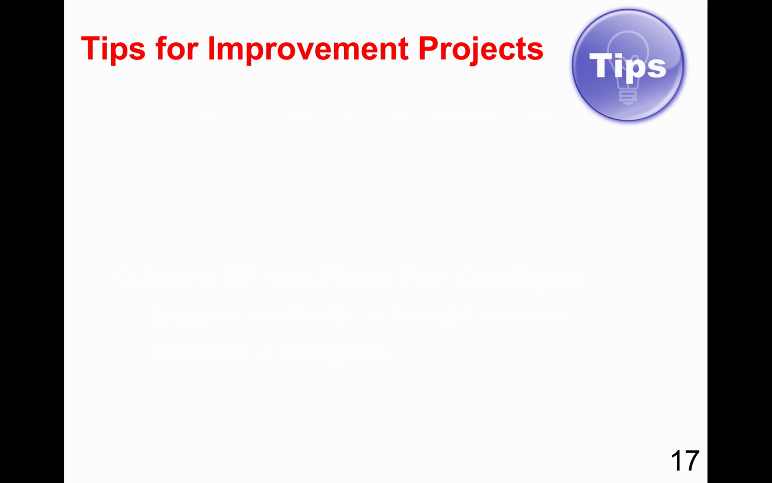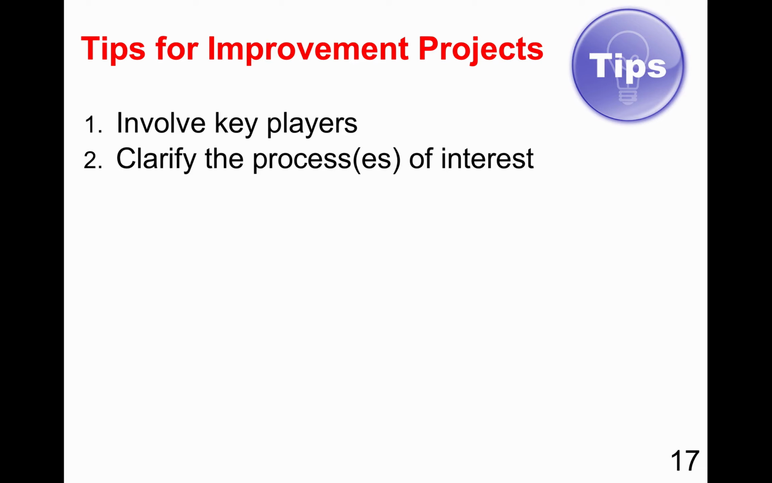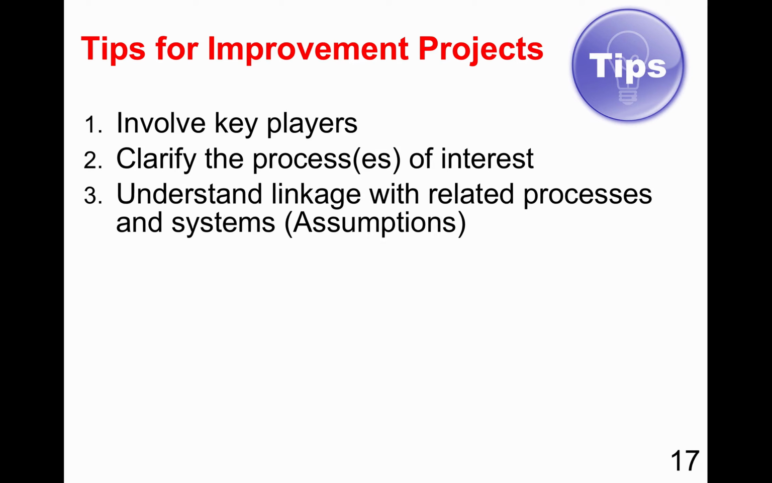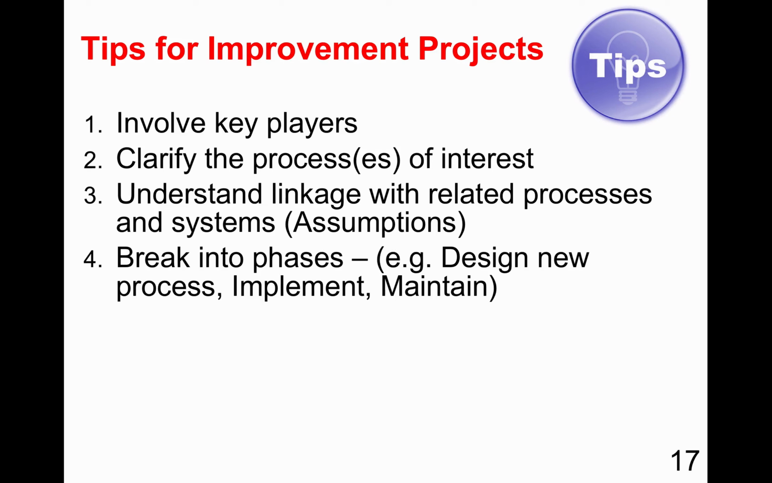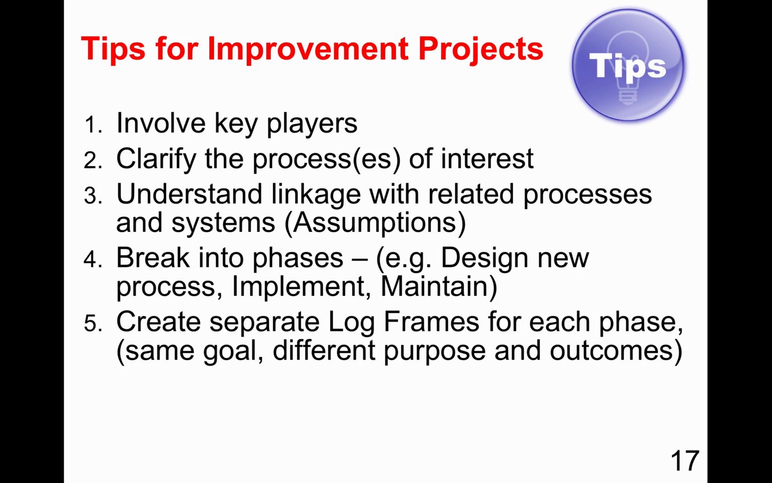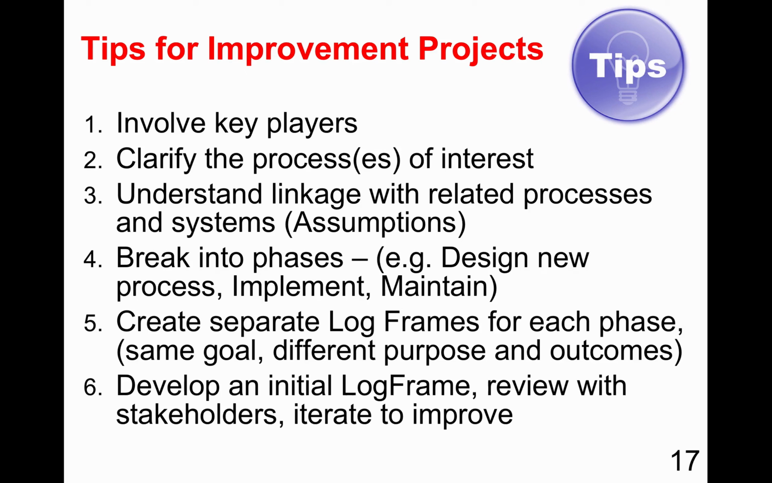So here's some tips for improvement projects. Think about how these apply to your own. Number 1, involve the key players because people support what they help create. Second, clarify the processes of interest. What are the boundaries on this? What's your scope? Third, understand the linkage with related processes and systems and identifying those through your linking assumptions. And break it into phases. In this case, design a new process, implement, and maintain. And as you go through these phases, the goal is going to remain the same, but the purpose and the outcome set will change. And finally, develop your initial log frame, review it with stakeholders, iterate to improve it, iterate to make it great.